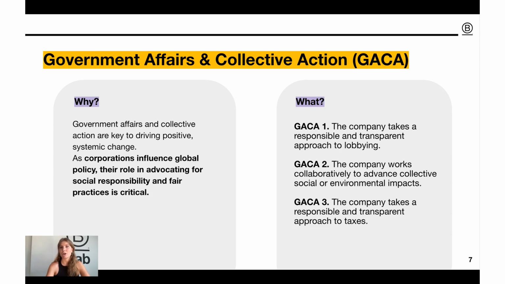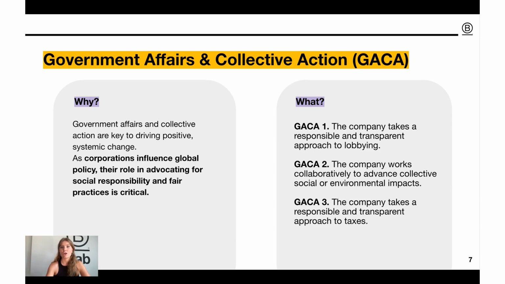So, GACA 1, the company takes a responsible and transparent approach to lobbying. So, if a company is engaged in lobbying or advocacy, they must lobby for policies that create positive social and environmental outcomes based on scientific data, anti corruption principles, and transparency in dealings with intermediary organizations.